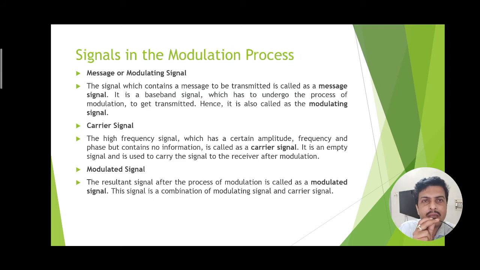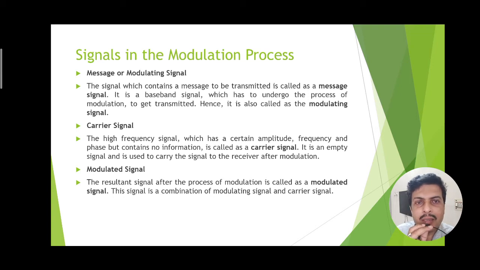The signals involved in the modulation process. First are the message signal and the carrier signal. Message signal means the information, which is of low frequency and low power, but the carrier signal is of high frequency and high power. This is obvious because the carrier has the responsibility to bring the message over a long distance by means of the modulation process. That is why the carrier frequency is high, as well as the carrier signal power must be high.